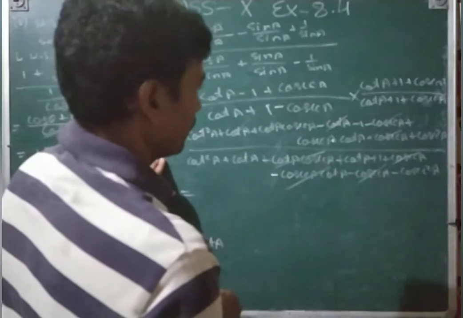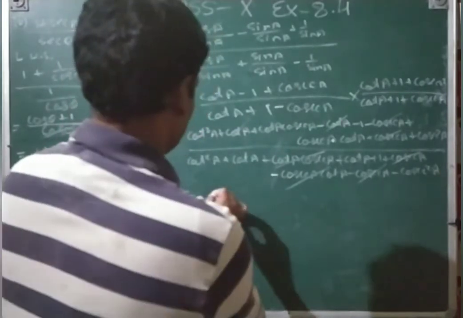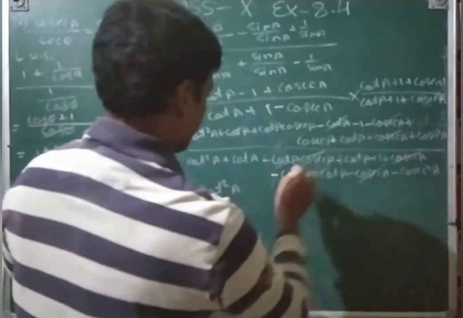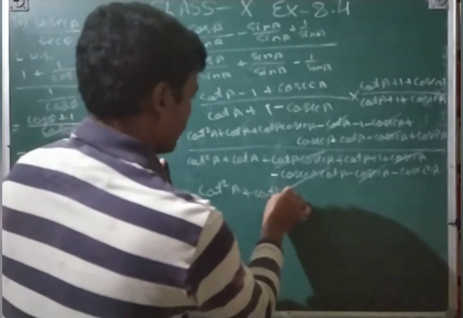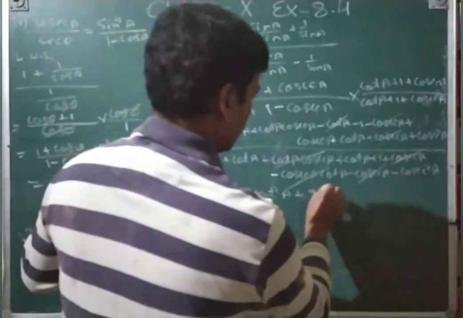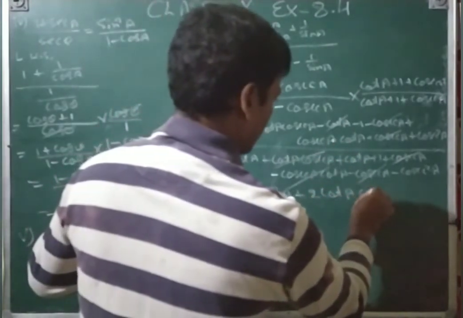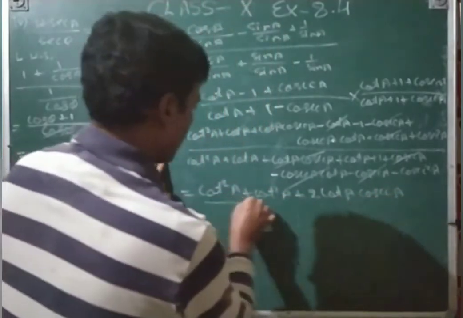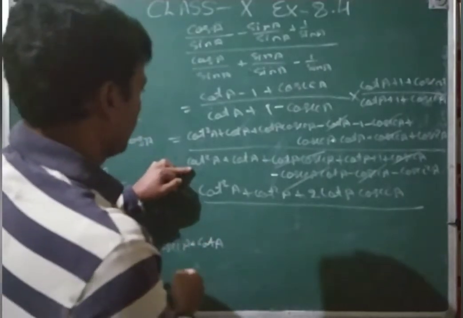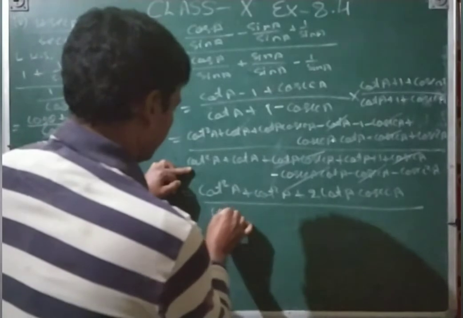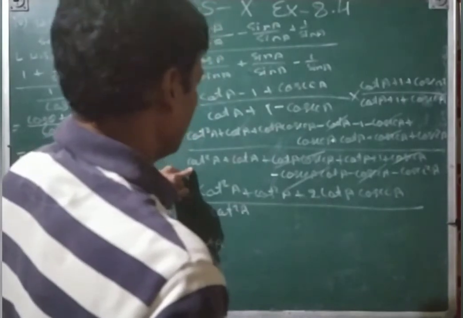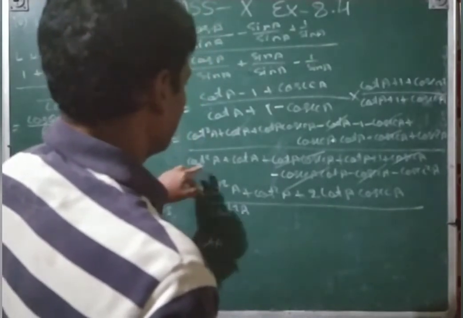Now what we will do here: cot square A, and then cosec square A minus 1 is cot square A, plus cot A cosec A is 2 times there, so 2 cot A cosec A upon cot square A, and then everywhere it is looking the same, that is cot A.